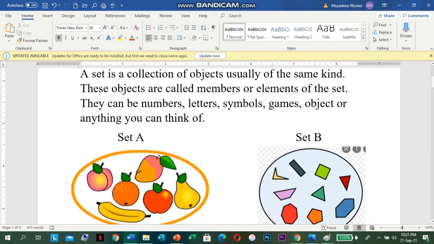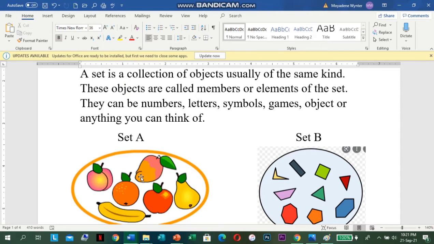Go back to set A. In set A, we have banana, orange, apple, pear, mango. I hope I get them right, etc. They are all different kinds of fruit, but they are all of the same what? Kind. Same with set B. Set B is a set of shapes, but they are different shapes, but they are all of the same kind because they are all shapes.